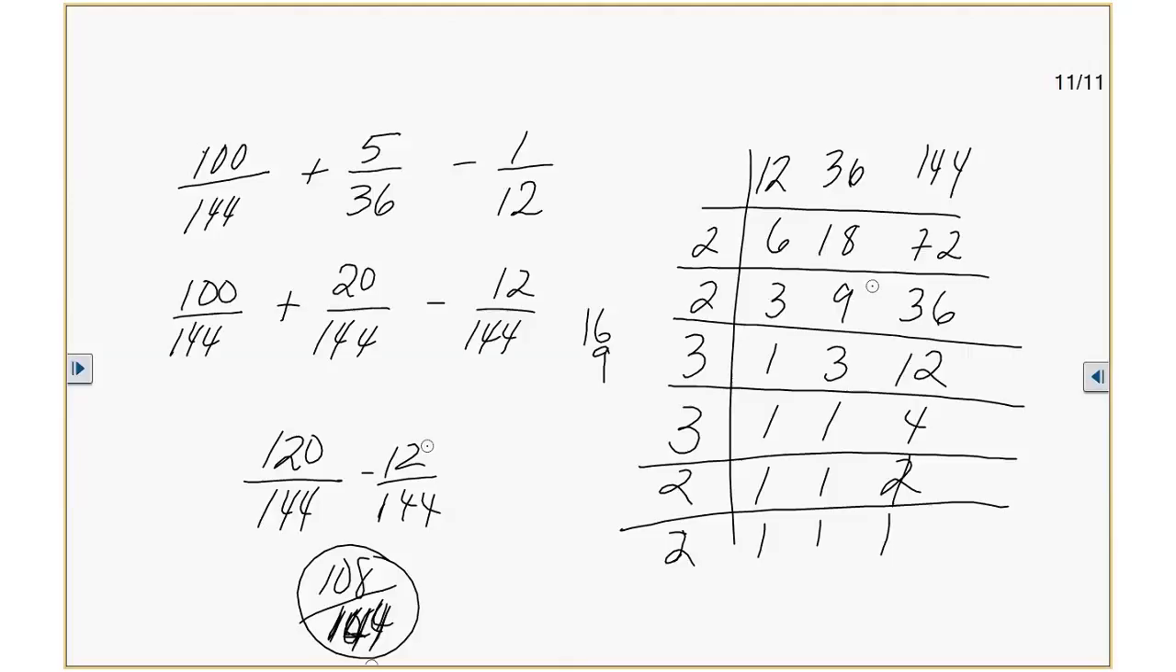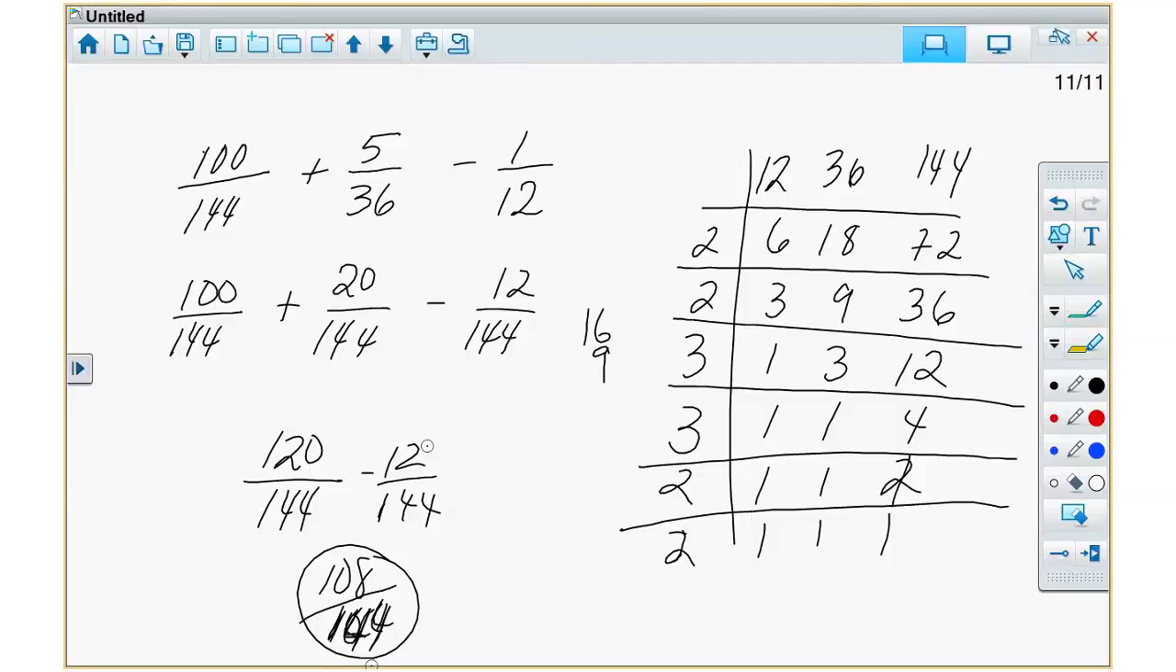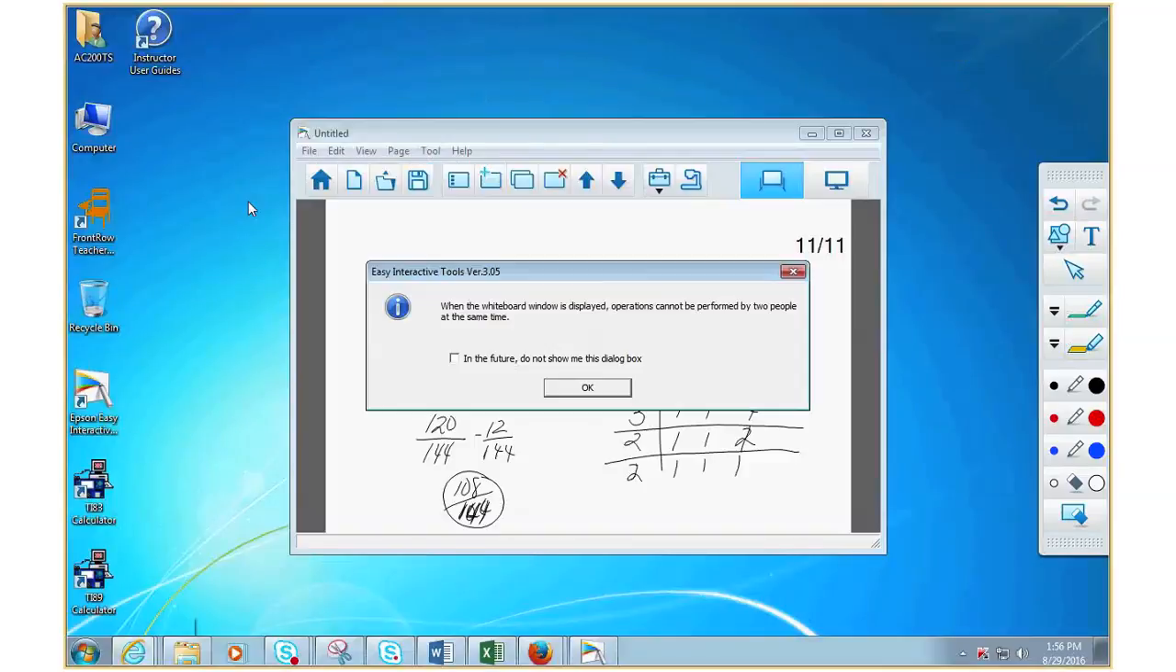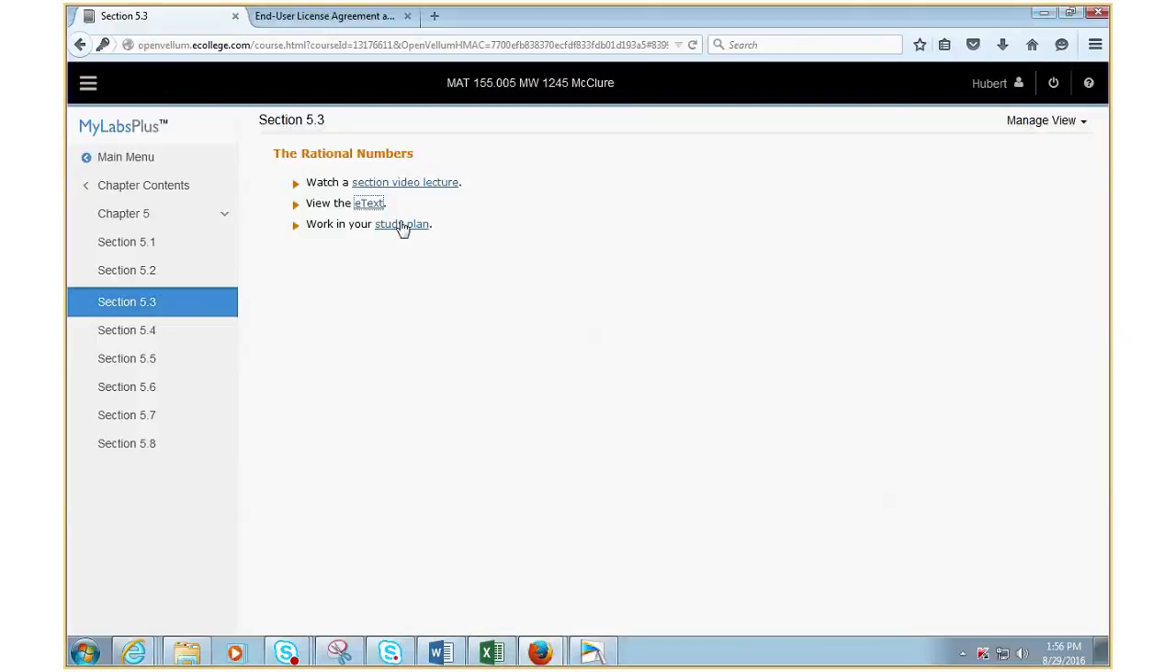I wish I could pull up MyLab. Has anybody got into MyLab yet? Has anybody tried? And you still can't? I was going to pull up some problems, but she's sitting there, so. And I make up problems. I'll tell you what I can do.